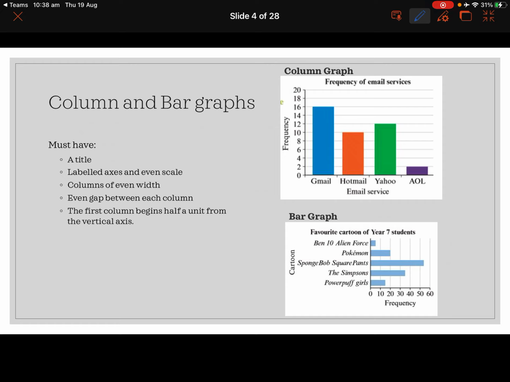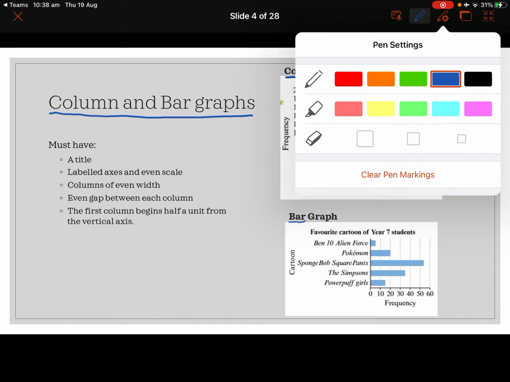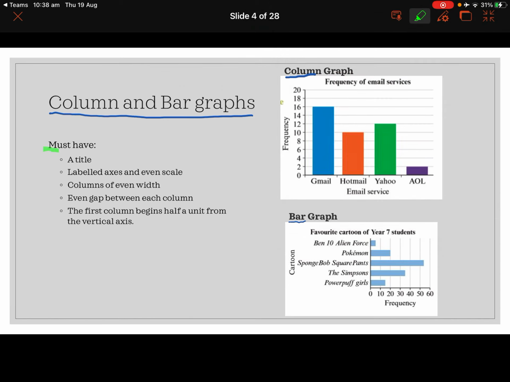One way we can show our data in graphs is by using column and bar graphs. The difference being that in a column graph, the columns go up vertically, and bar graphs usually go horizontal, so go out. Some important things here, so must-haves. You must have a title. You will lose points if you don't have these, in your CATs and in your tests, especially in VCE. So a title, for this one, the title's up here: frequency of email services. Or the title here: favourite cartoon of Year 7 students.